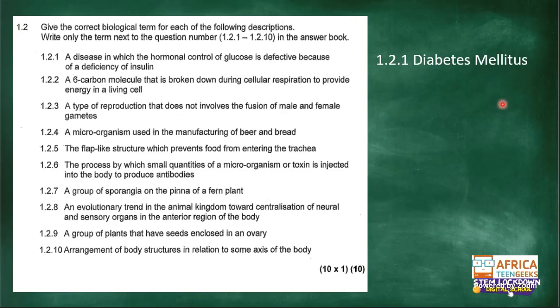Question 1.2.2. A 6-carbon molecule that is broken down during cellular respiration to provide energy in a living cell. What is this 6-carbon molecule? So here you would need to understand the structure of this molecule. What is this 6-carbon molecule, which is broken down during cellular respiration to provide energy in a living cell?